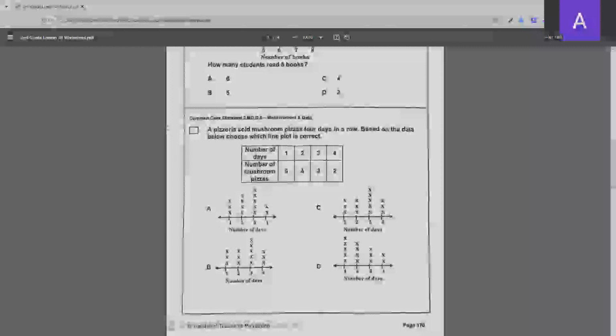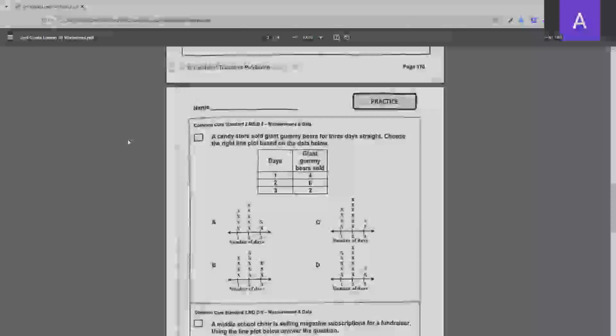Next, a pizzeria sold mushroom pizzas 4 days in a row. Based on the data below, choose which line plot is correct. All right, so number of days. For the first day, 5 mushroom pizzas were sold. And looking at our data for A, 3 pizzas were sold for day one. 3 were sold for day one for B, so that's incorrect, and 3 were sold for day one for C as well. D is the only one with 5 mushroom pizzas sold on day one, so that's the answer.